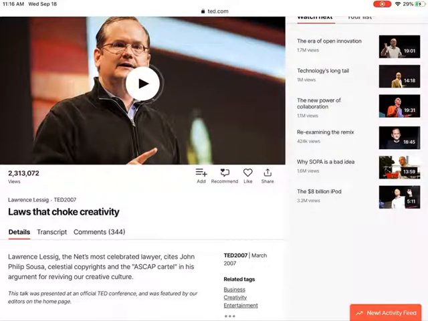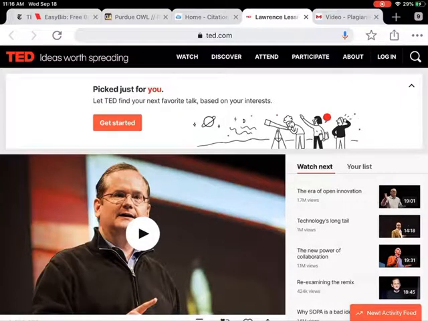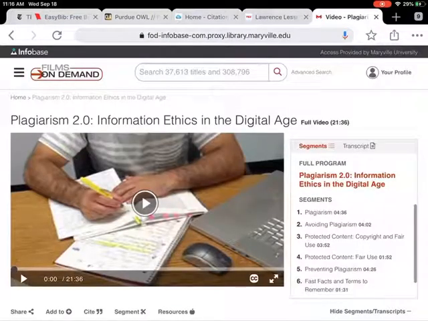For example, this TED Talk from 2007 by Lawrence Lessig is titled Laws That Choke Creativity. He's talking about the need to reinvent our culture of creativity, that copyright laws may be too restrictive, that the manner of trading, sharing, remixing information has become far too constrained. So Lawrence Lessig is trying to advocate a breaking away from that.